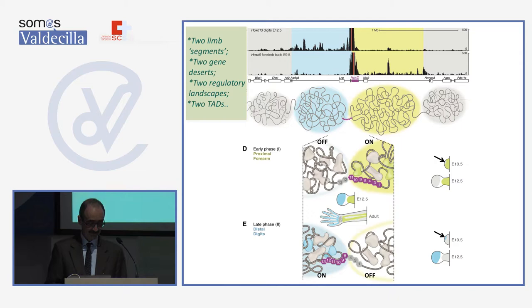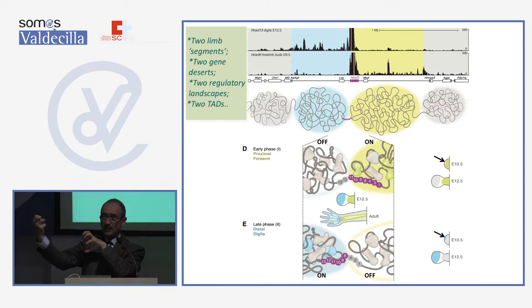You see how it works? So you have to imagine these sort of two chromatin domains. Early on, this one works, and this one is silent. Okay, this one works on these genes, on these sides, and it makes this part. Okay, like this. And then, a few hours later, this one starts to work.